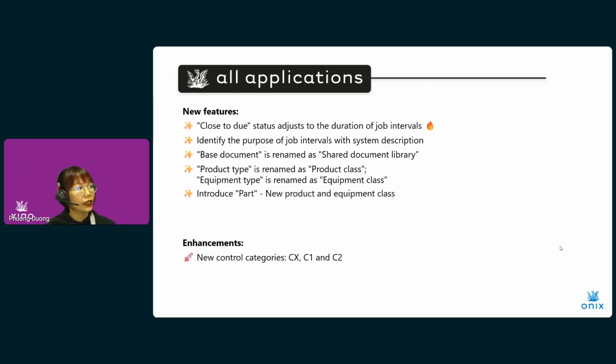Okay, and another enhancement that would be really useful if you are working with telescopic trucks is that we just added three new control categories. So CX, the main control category, and two of its subcategories, control categories, C1 and C2. So if you want to enable these control categories, go to Onix Work settings and enable it in the control categories section.